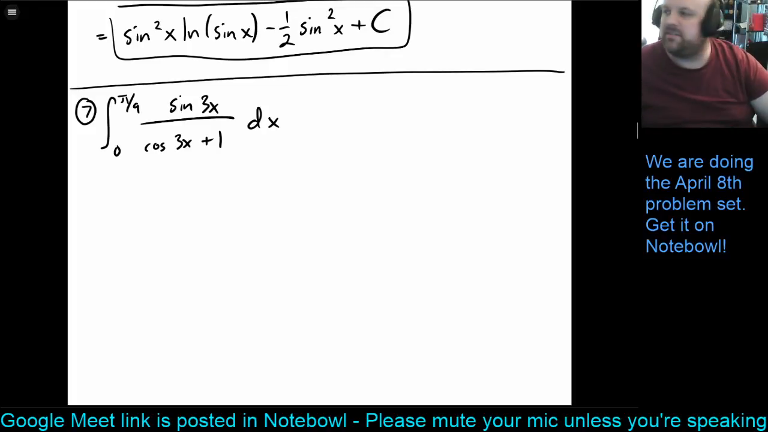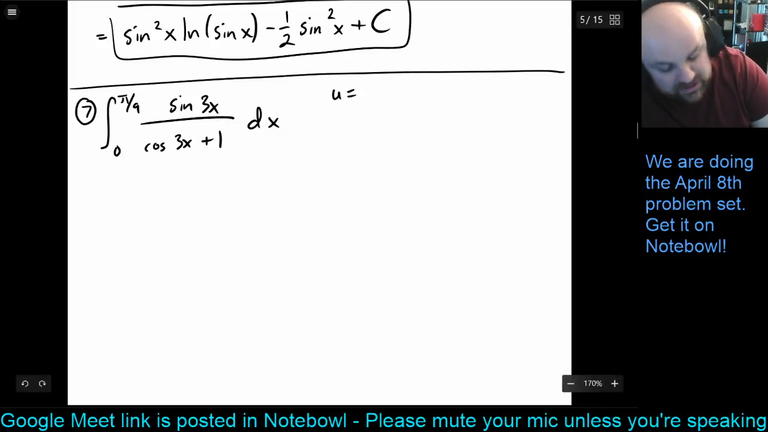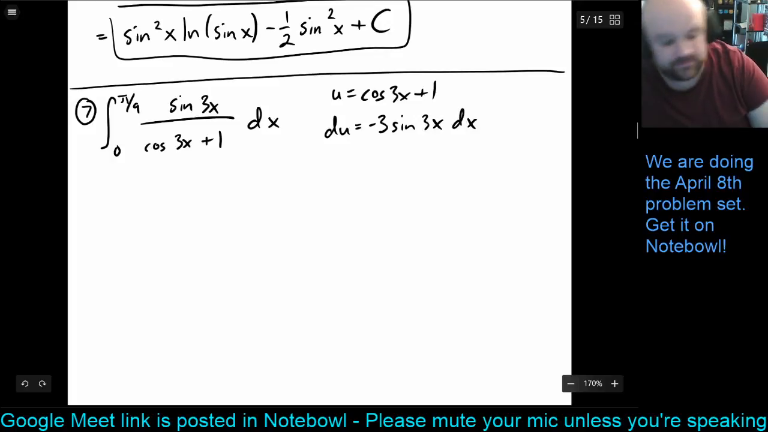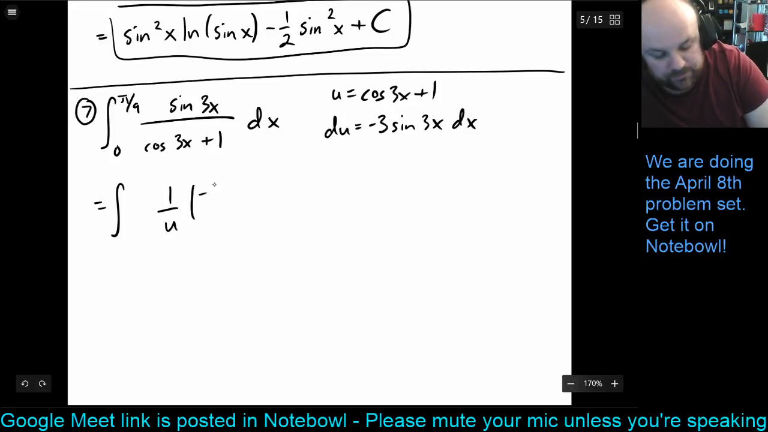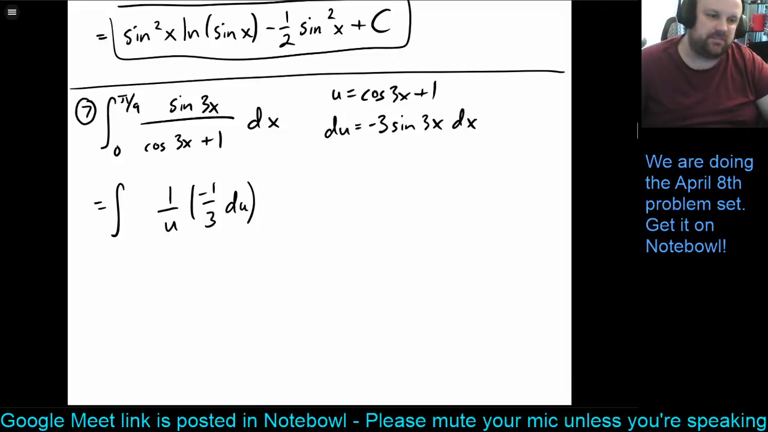Right. So in this one, the problem is the cosine 3x on the bottom, really. So we can take this entire bottom, because that plus 1, when we do du, it's going to go away. So if we make u equal to cosine of 3x plus 1, then du is going to be negative 3 sine 3x. So when we substitute that stuff in, we get 1 over u, negative 1/3 du. Okay, hopefully that seems good.